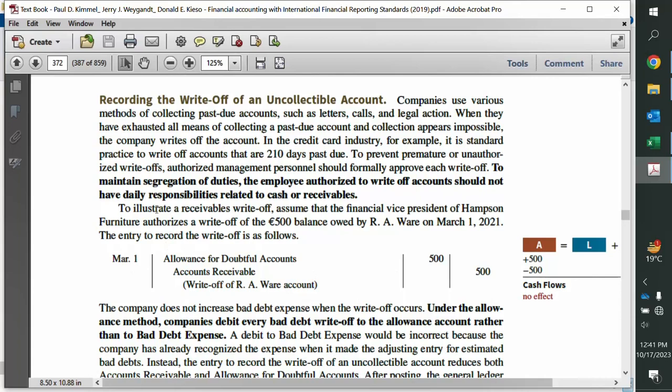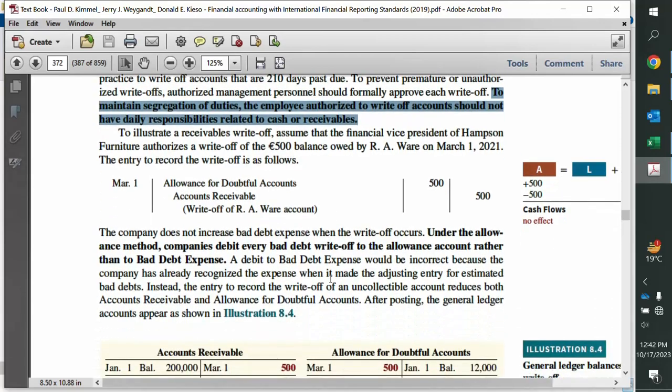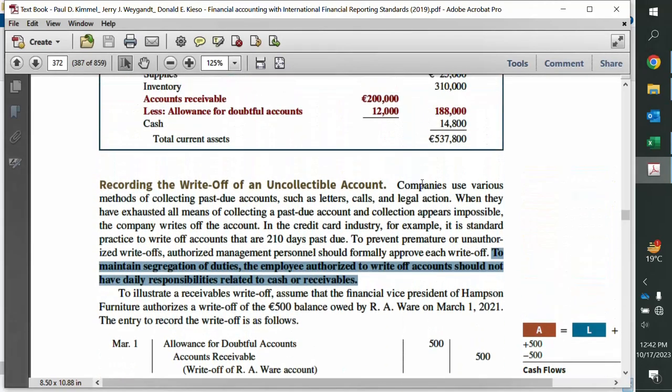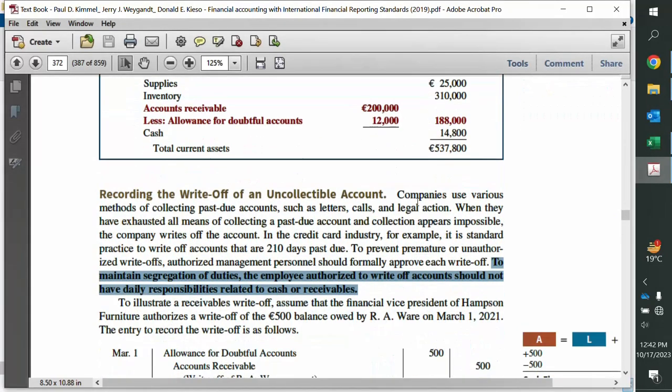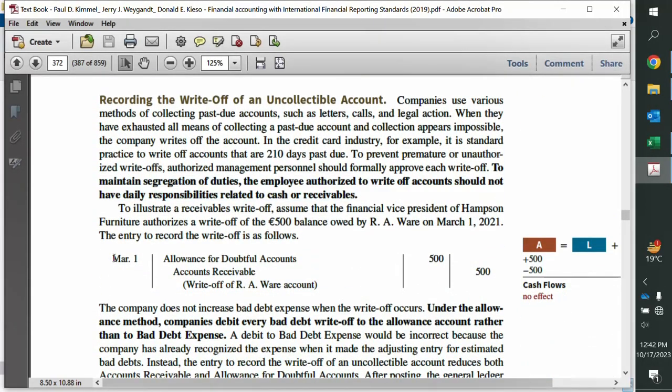To maintain segregation of duties, the employees authorized to write off accounts should not have daily responsibilities related to cash or receivables. This is something related to internal control, so we are not concerned about it for now. So allowance is debited and account receivable is credited, right? Now keep in mind this is not necessarily the amount that was actually estimated, because the estimate was for the whole year, and this entry again is not made at the end of the period. It is made whenever we come to know.